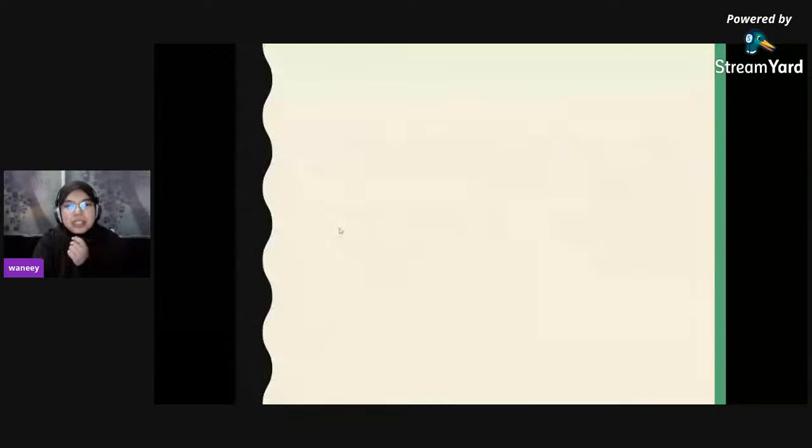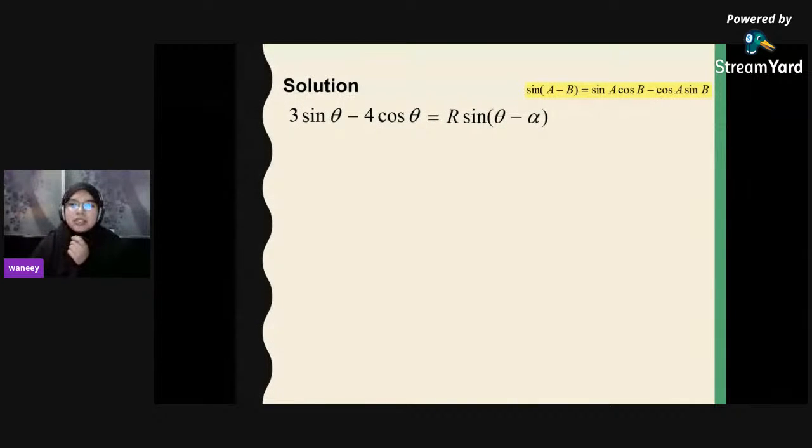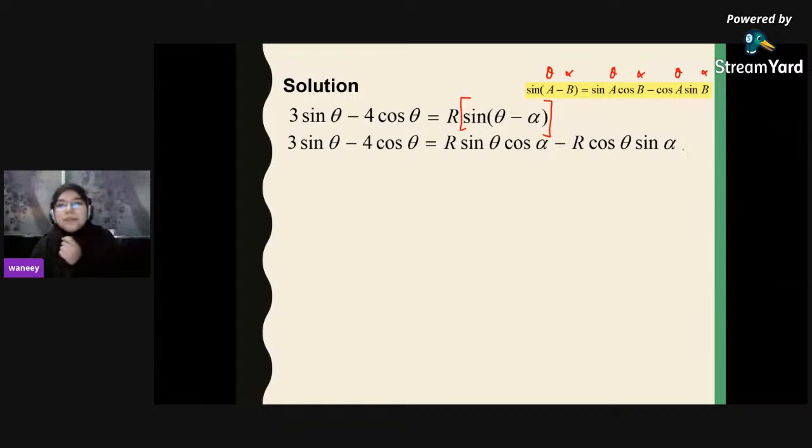Okay, so 3 sine theta minus 4 cos theta is equal to r sine (theta minus alpha). So we're going to expand them using sine (A minus B). So it will become sine A cos B minus cos A sine B. So we simply replace the A with theta, B with alpha. And then we simply times everything with r. So it will be r sine theta cos alpha minus r cos theta sine alpha.